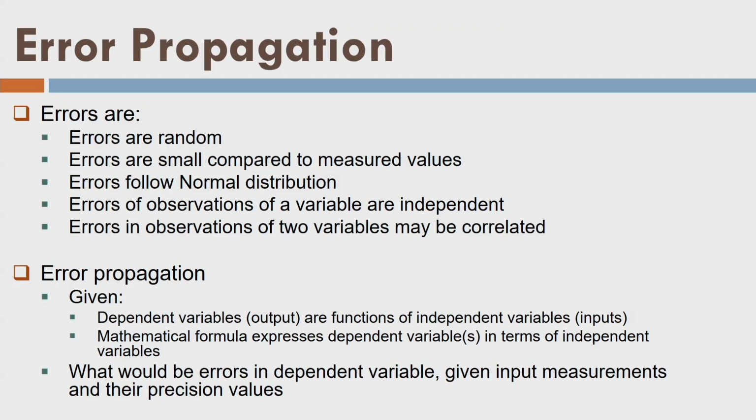I have written on the screen what would be the error in the dependent variable, which is the area of this room, given input measurements and their precision values. Let us take an example. I am writing here area equal to L into W. So what is the error in A? That means I want to find the value of sigma A.